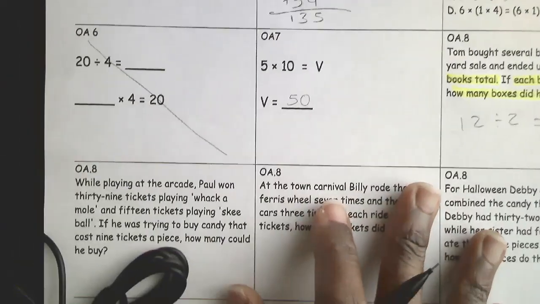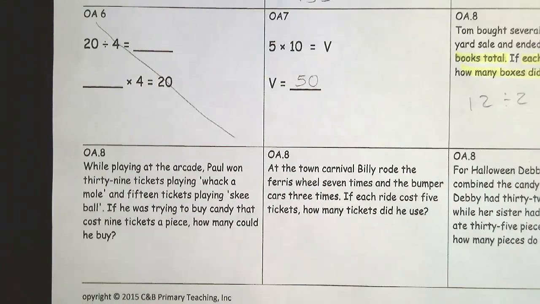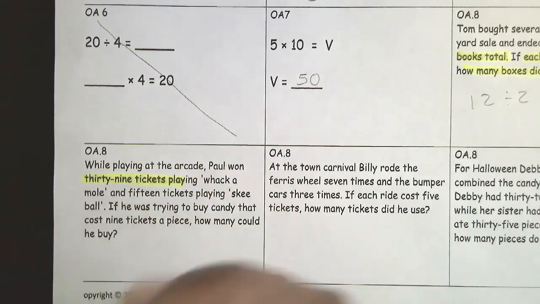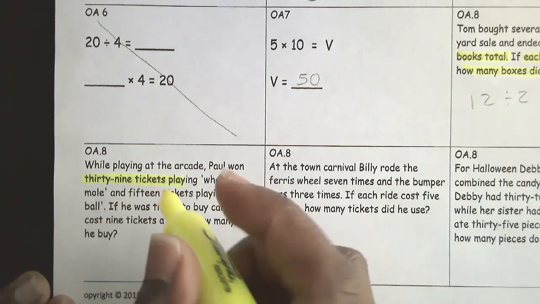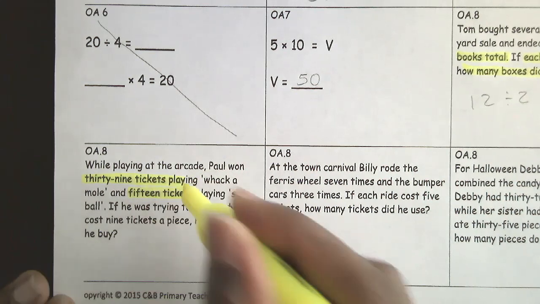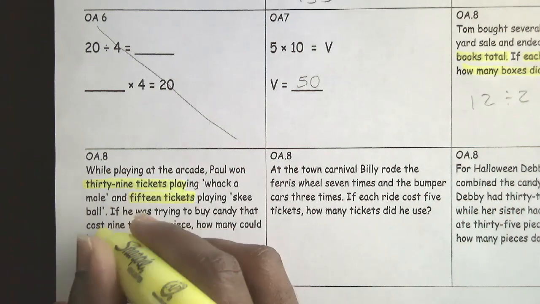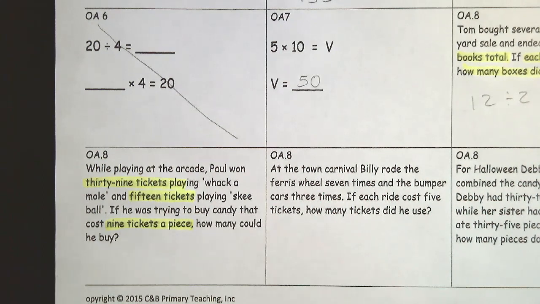Okay, next question. It says, while playing at the arcade, Paul won 39 tickets playing whack-a-mole. Okay, 39 tickets. That's a number here. 39 tickets while playing whack-a-mole, and 15 tickets playing skee-ball. Okay, 15 tickets playing skee-ball. If he was trying to buy candy that costs 9 tickets a piece, how many could he buy?